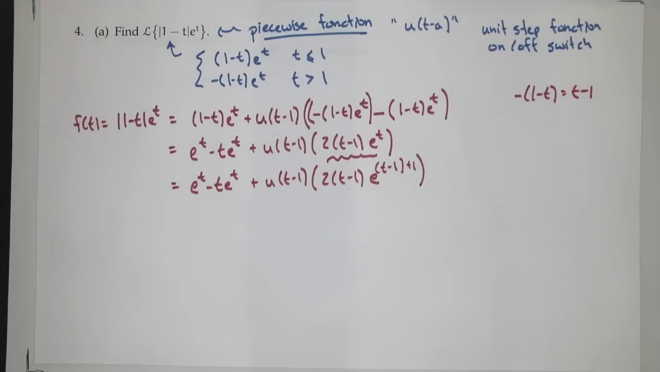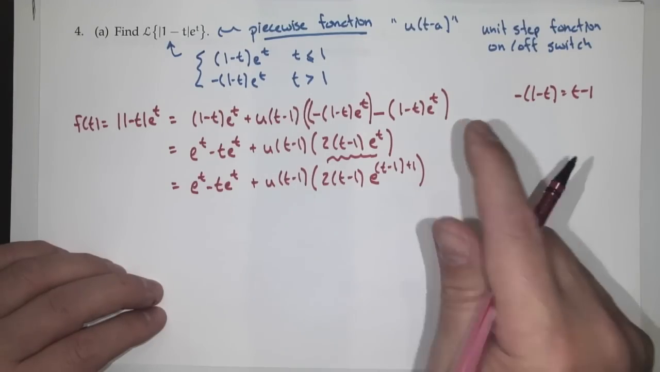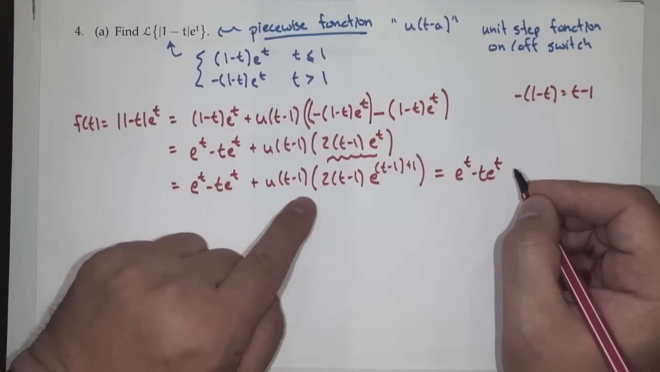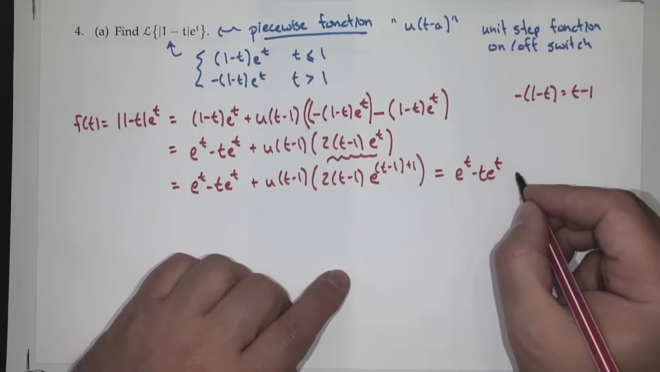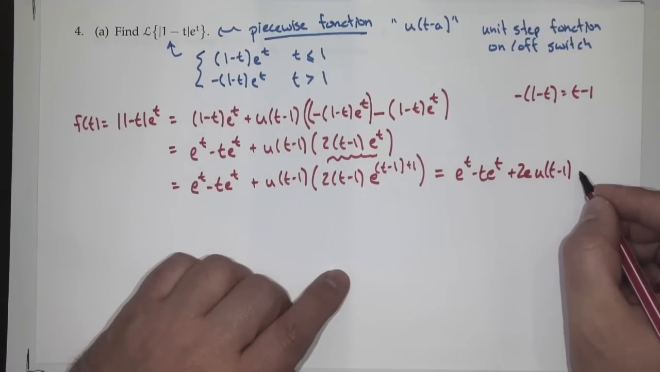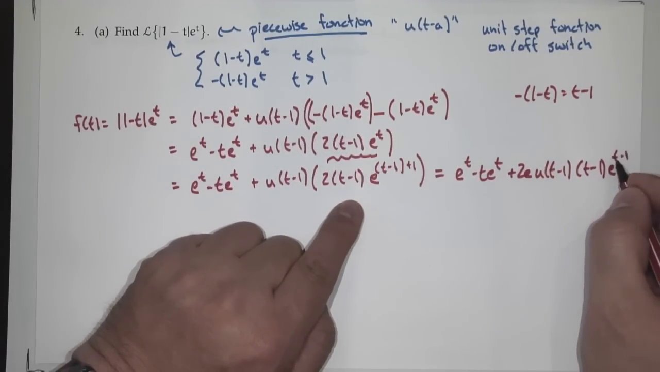If I need to make something look like t minus a, I can make it look like t minus a, but then I have to compensate. So in this case, I add a minus 1, then I put a plus 1 right away. Now the nice thing is, I can separate this as e to the power t minus 1, e to the 1. So this can become e to the t minus t e to the t in the front. The 2 is a constant. I have an e to the 1. So that becomes 2e u of t minus 1 times t minus 1 e to the t minus 1.